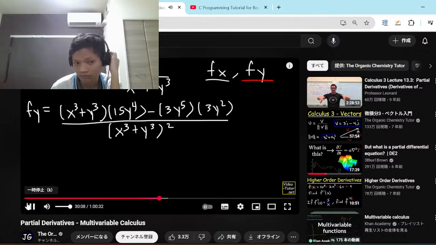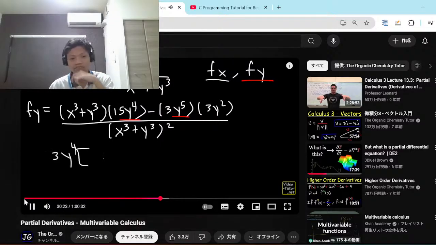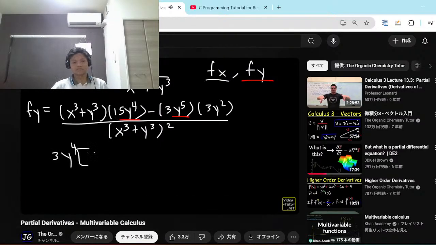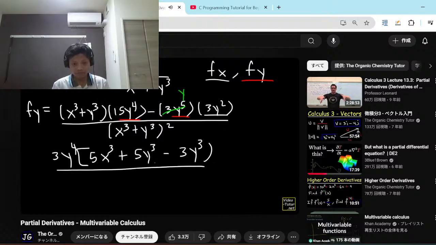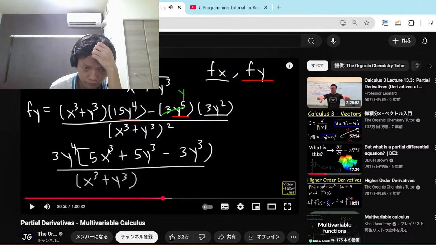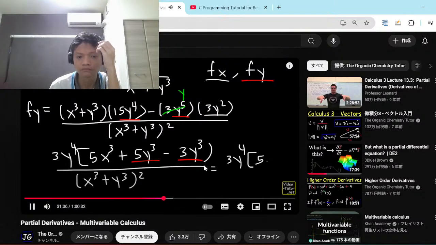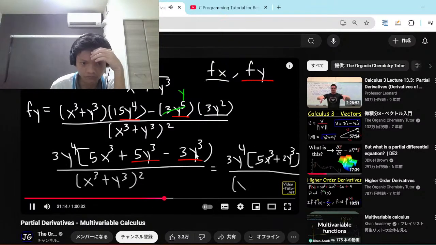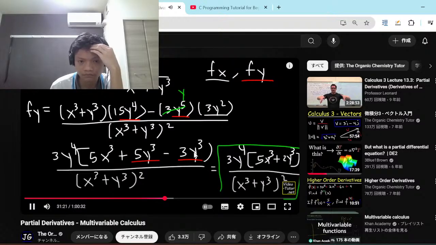So if we want to, we can distribute 15y to the fourth, or we can factor out 3y to the fourth. Let's factor out 3y to the fourth. If we do so, we'll be left with a 5 times x cubed plus y cubed, so that's 5x cubed plus 5y cubed. Now here we still have the 3 and y to the fourth, so we're left over with y. And that y is going to be multiplied by 3y squared, so it's negative 3y cubed. Don't forget about the negative sign. Divided by this g squared. So we can combine 5y cubed and negative 3y cubed. So the final answer is 3y to the fourth times 5x cubed plus 2y cubed divided by x cubed plus y cubed squared. So that is fy.